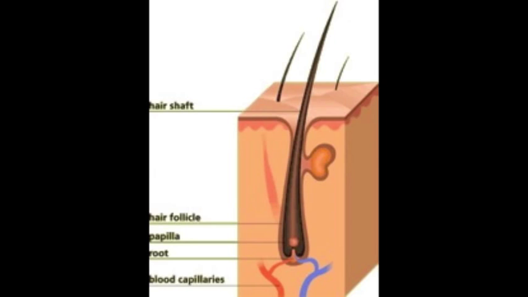Hair grows in a structure called the hair follicle. It can be divided into 3 different regions: the root, which is termed the proximal end, the shaft, and the tip, commonly referred to as the distal end.